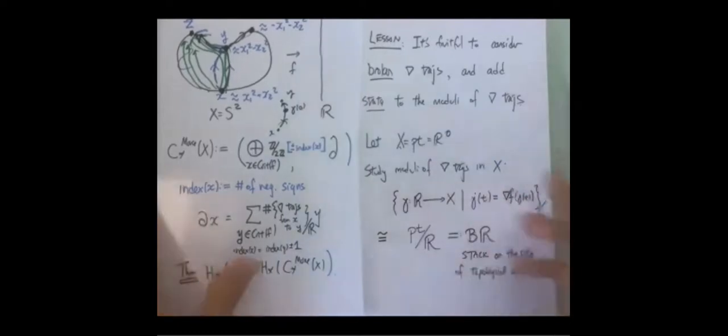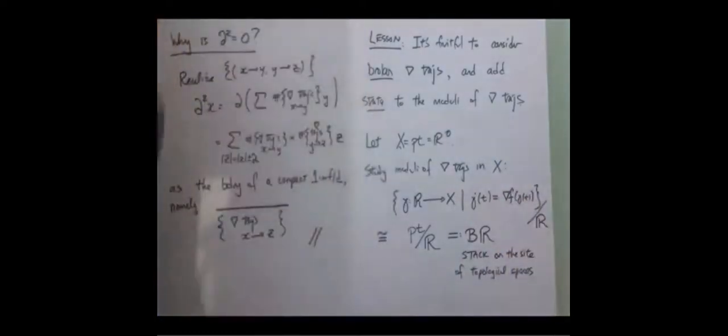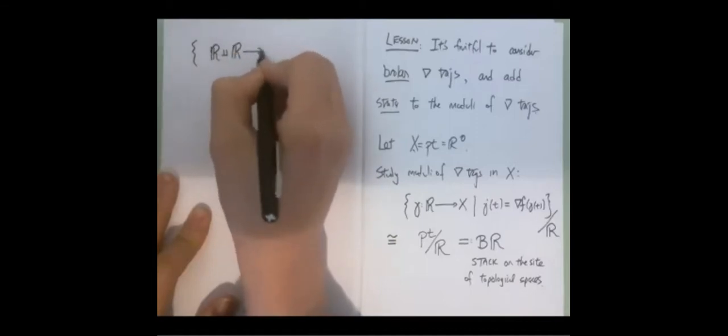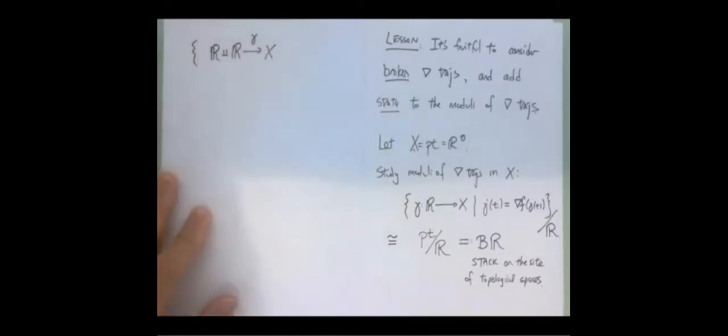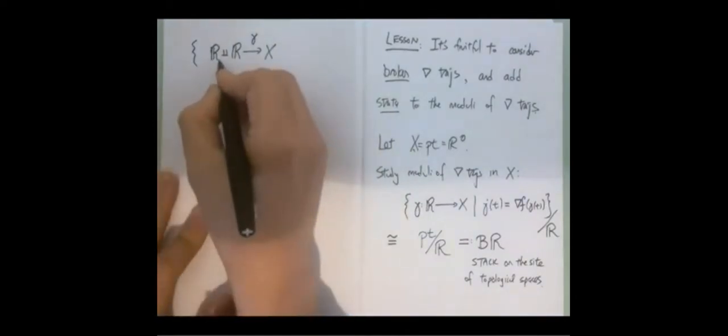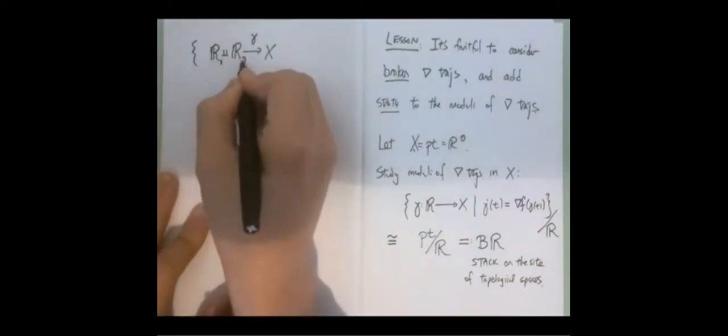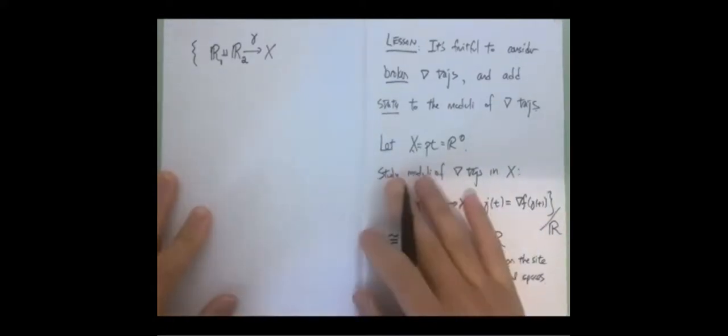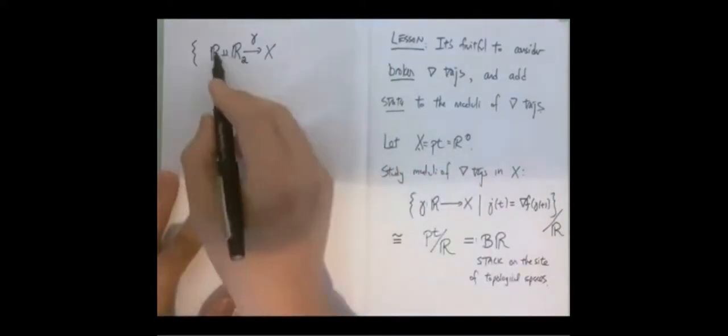actually now consider broken gradient trajectories as well. So what is a broken gradient trajectory precisely? So precisely a broken gradient trajectory is a map from R disjoint union R to X. And let me just, for the sake of my sanity, label these components of R. There's the first component, there's the second component. And this should satisfy obviously the gradient differential equation.